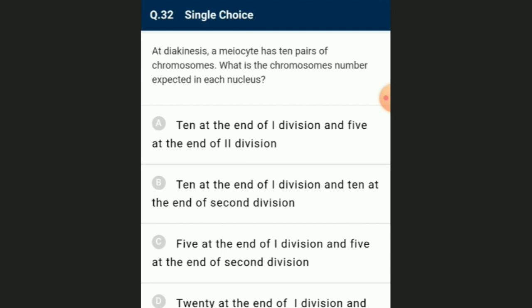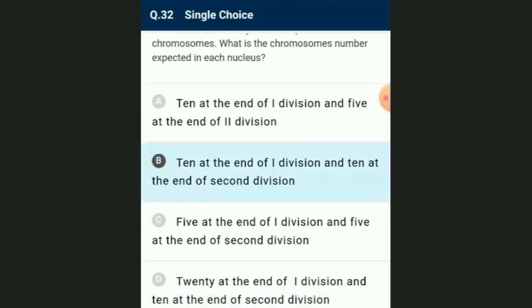So as given, there are 10 pairs of chromosomes, that means 20 chromosomes are present in the diakinesis stage of the meiocyte. After completion of meiosis 1, there will be only 10 chromosomes in each daughter cell, and the same will be after completion of meiosis 2. So the answer for this question is option B, 10 at the end of first division and 10 at the end of second division.